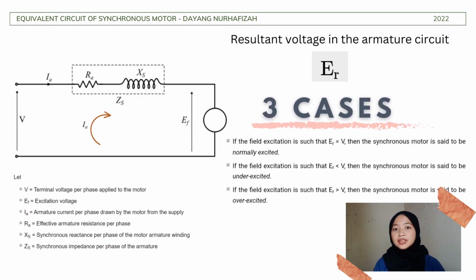Lastly, we need to know that ER and V play an important role in the equivalent circuit, as they help us understand the operation of the motor. So there are three cases. The first case is when ER equals V. We can say that the synchronous motor is normally excited. Next, when ER is lesser than V, the synchronous motor is said to be under-excited. And lastly, when ER is larger than V, the synchronous motor is said to be over-excited.